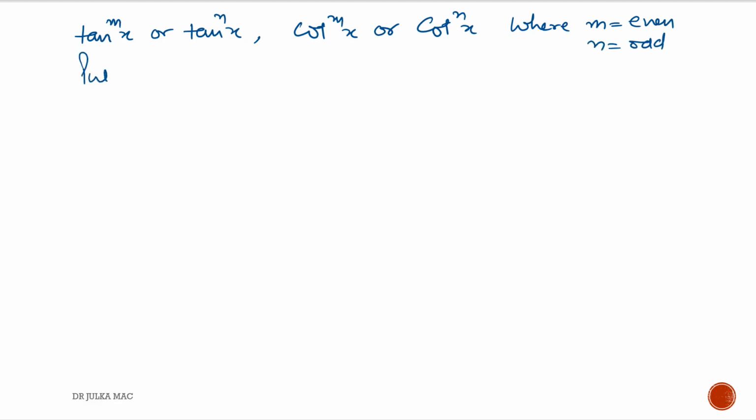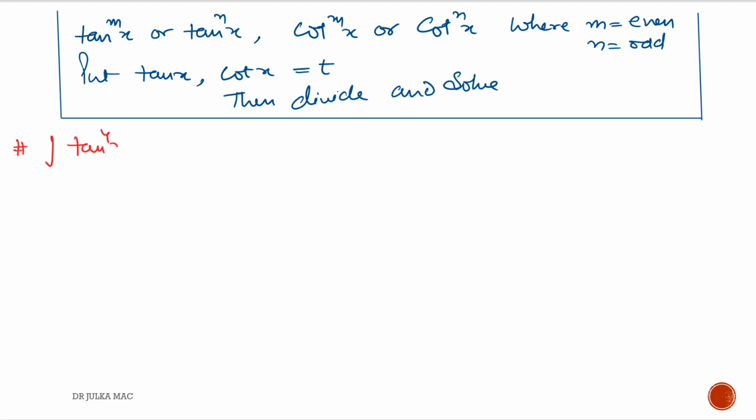Next point, whenever we have tan raised to the power mx or tan raised to the power nx, or cot raised to the power mx or cot raised to the power nx, where m is even and n is odd power, put tan x or cot x equals t, then divide and solve. For example, tan raised to the power 4 x dx. Put tan x equals t. Differentiate with respect to x both sides. Sec square x equals dt by dx.